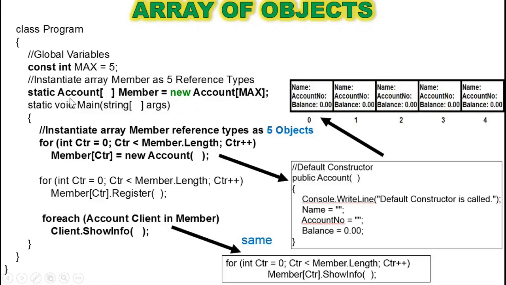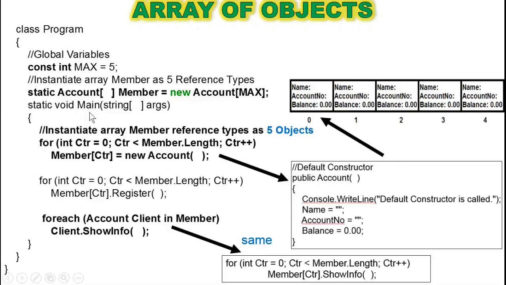By looking at this statement, Account, the name of the class, followed by empty brackets, indicates it is an array of objects, and then the variable name member, followed by the equal operator, followed by the memory allocator new, followed by the class name Account, and then the given size of 5. This definition or declaration is not yet complete as an array of objects because it has not allocated the 5 objects as a whole.